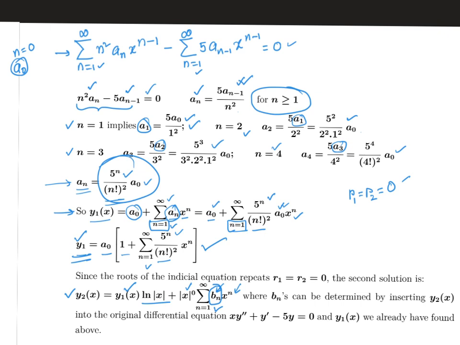To find the b sub n's, you do the exact same process that we did for y1. We found y1, then we found y1 prime, then y1 double prime. I took these values, plugged them into the given equation and then simplified. You have to do the exact same thing for y2. That means take the first derivative, the second derivative, plug them into the original differential equation given, and then simplify to find these b sub n's.